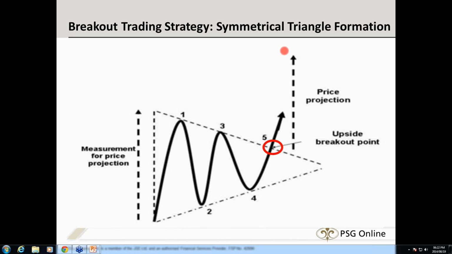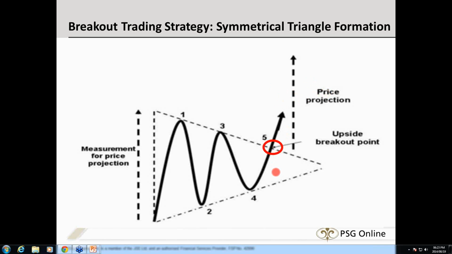What's nice about a triangle is you can actually measure the height, and from the breakout you can project where it's going. So let's say that was 10 Rand and that's 15 Rand, so you've got a 5 Rand spread there. You're going to add 5 Rand on the breakout from there, and we're going up to 15 Rand. So you know where the trend is, where the market's going, and you've got an idea regarding price projection. Very, very high probability indicator.